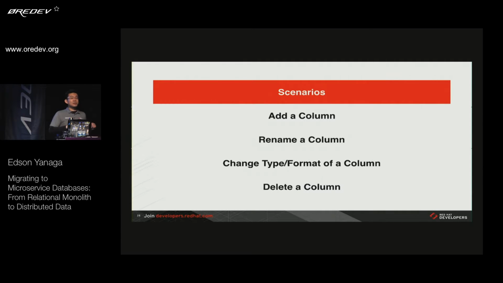These are the 4 scenarios that I was able to collect from developers worldwide, on how they are applying zero downtime migrations in production. And if you want more detail, I have all of them described in my book. I have a whole chapter just about that. So the basic migrations are add a column, rename a column, change the type or format of a column, and delete a column. I'll pass through them very quickly.